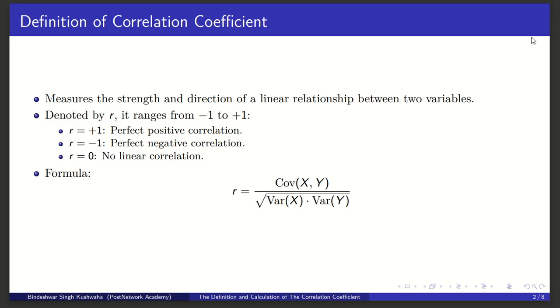You can say that it limits the range from -1 to +1. And this way it measures direction as well as strength of the relationship. In earlier videos I explained that covariance measures only direction, but correlation measures direction as well as strength.